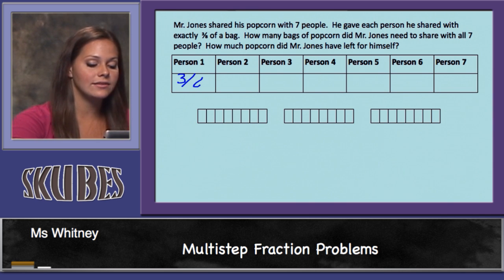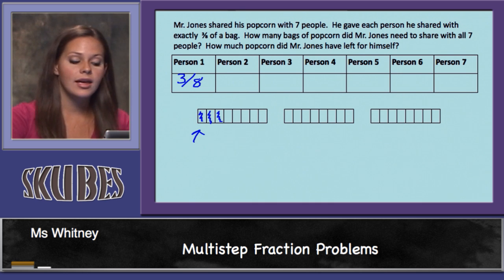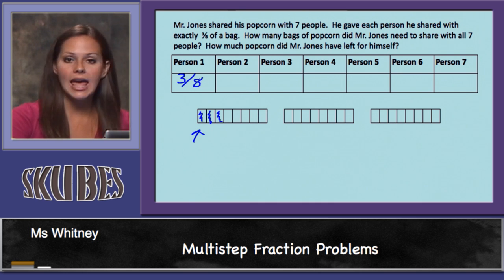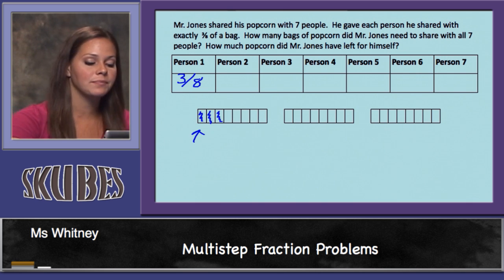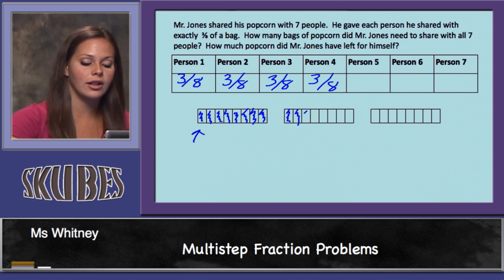So person 1 received 3/8, and I'll shade 3/8 in on my model. Each model represents 1 bag of popcorn, and I have each model broken up into 8 equal pieces, so we can show how each person got 3/8 of a bag. Person 2 received 3/8, so we'll color in 3 more 8ths. Person 3 received 3/8 of the bag. We'll color in another 3/8. Person 4 received 3/8. Again, we'll color 3/8.